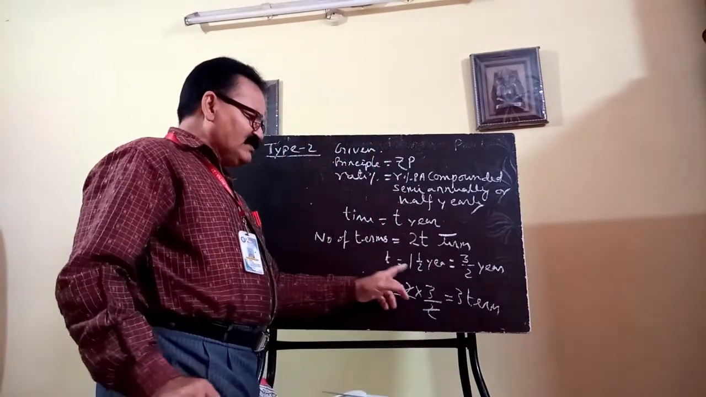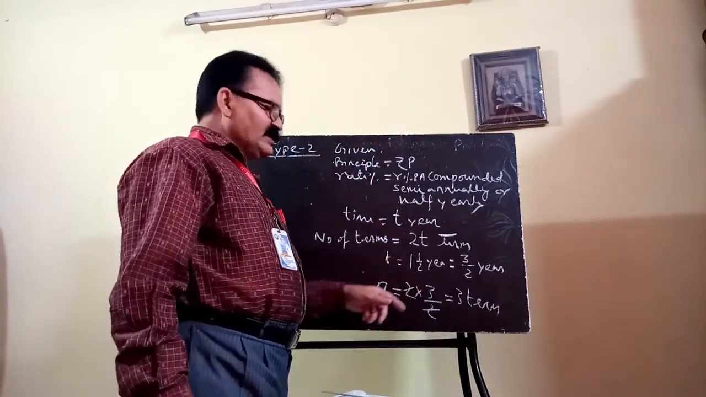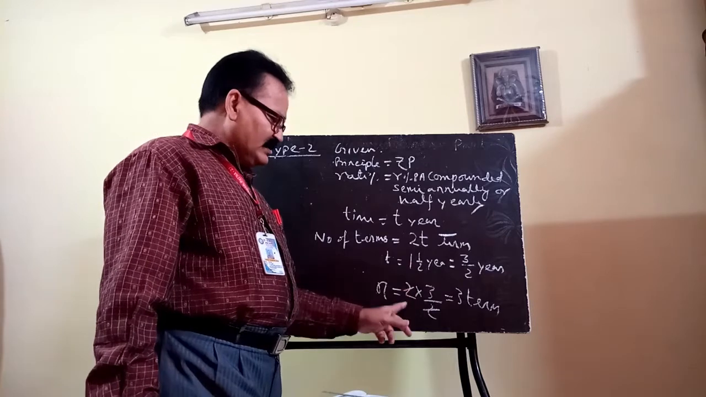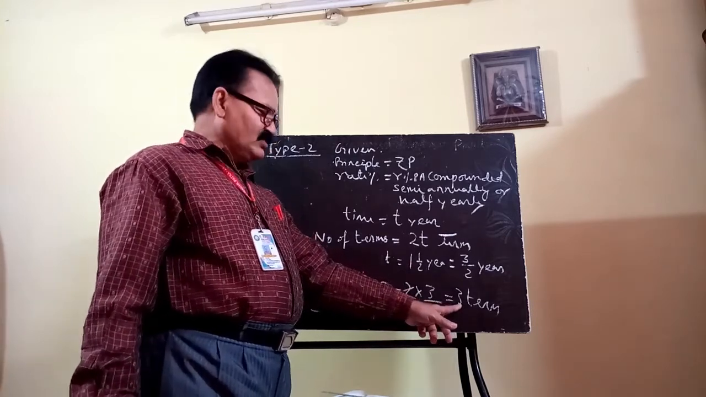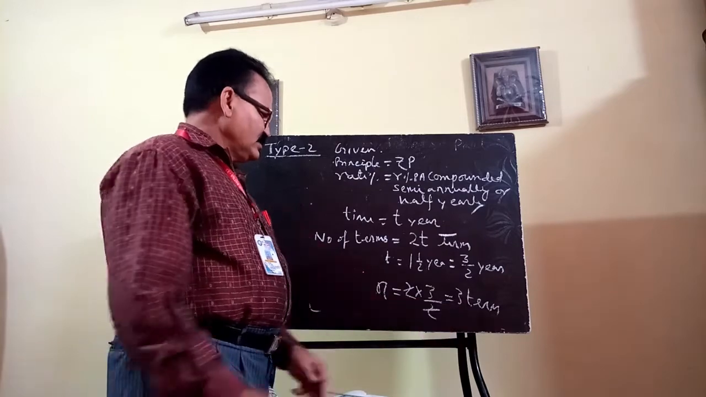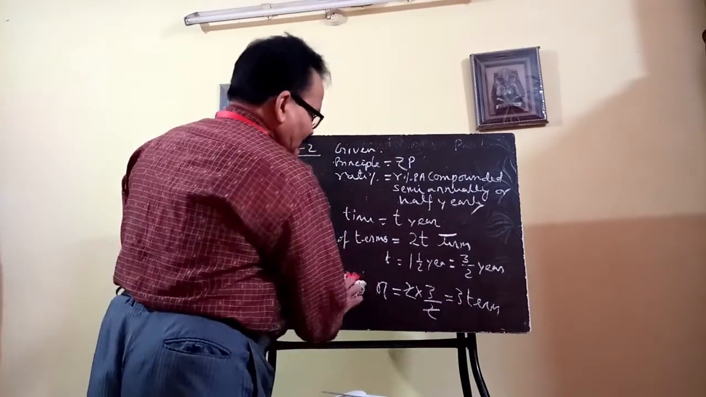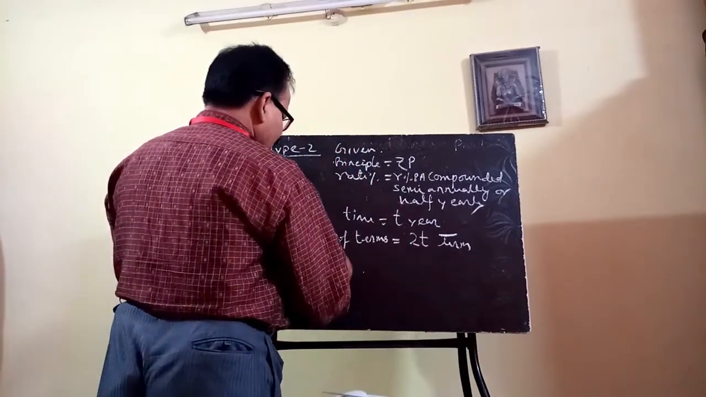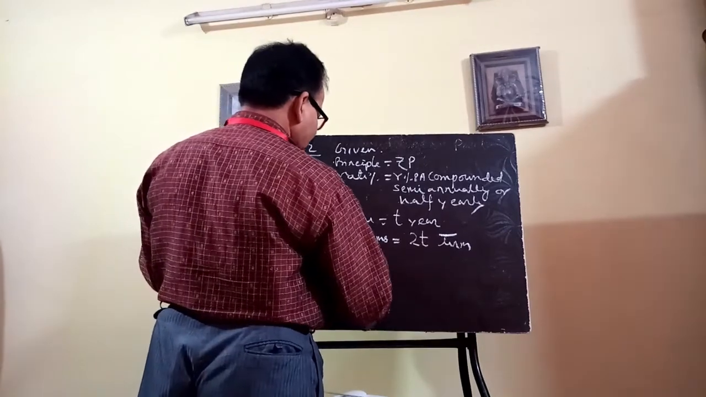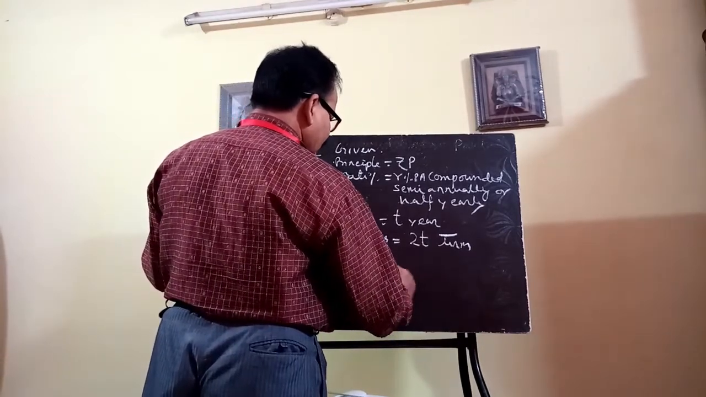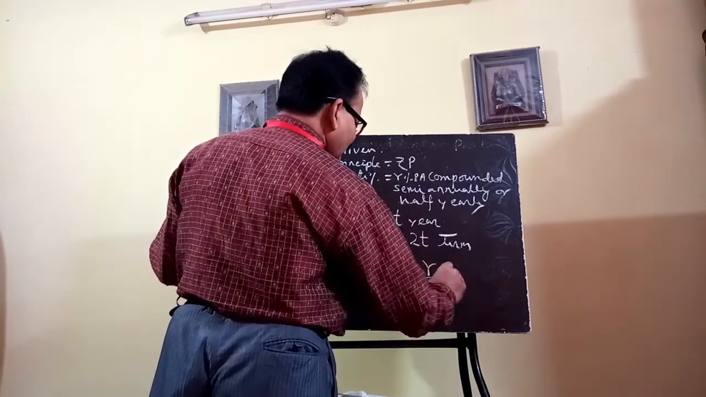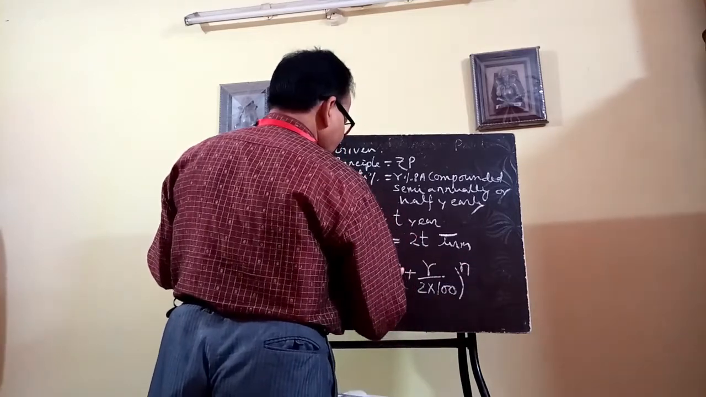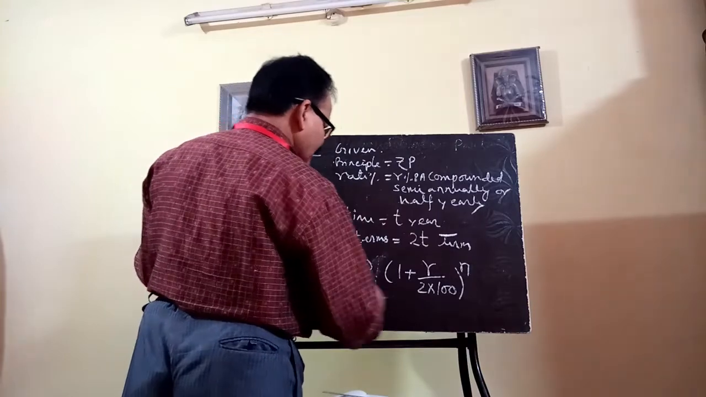So if the total time is 1.5 years, since the interest is calculated after every 6 months, in 1.5 years interest will be calculated 3 times. So in this case also the number of terms will be 2T terms. Then the final amount will be P into, under bracket, 1 plus R by 2 into 100, to the power n. So this is your formula of amount.